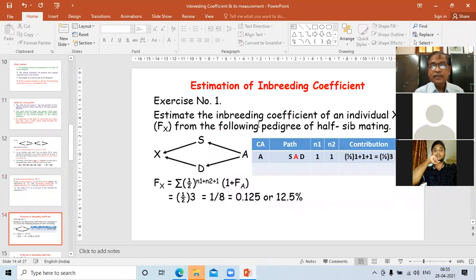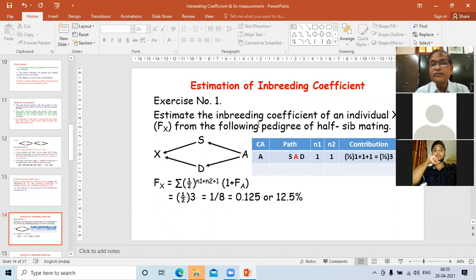Yes, sir. Here I have shown how to calculate the inbreeding coefficient in the formula, and you should prepare the table. First prepare the table. Okay? If you do not prepare the table, there is every possibility of getting it wrong, so your answer will be wrong. So this is the first exercise 1.